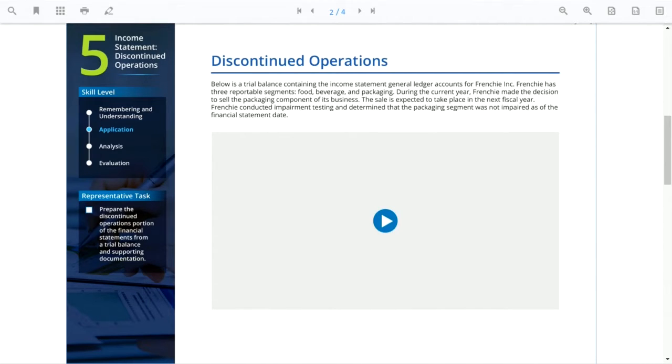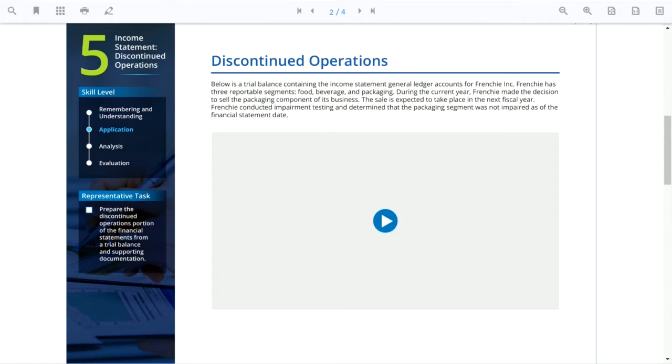Number one, is it impaired? And then the gain or loss on operations to the date of sale, and then the ultimate gain or loss on sale. And remember, all that is going to have to be reported down below: discontinued operations, net of tax. Don't forget net of tax, and then we'll have our bottom line net income. Frenchy conducted impairment testing and determined that the packaging segment is not impaired, so we don't have to do one of those three calculations.